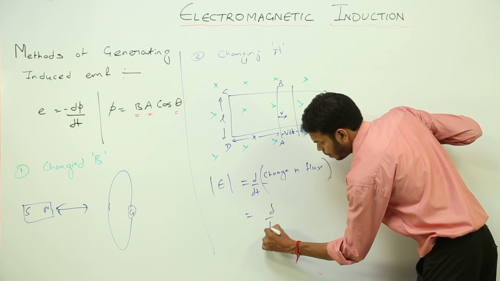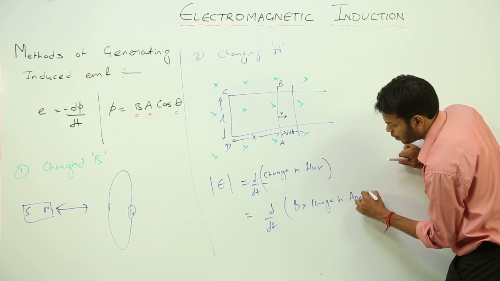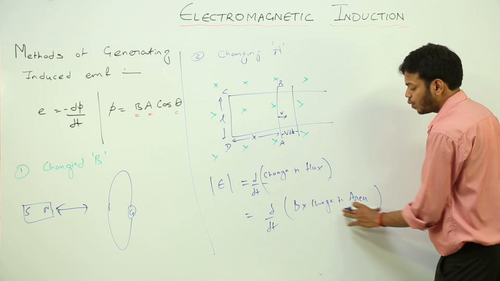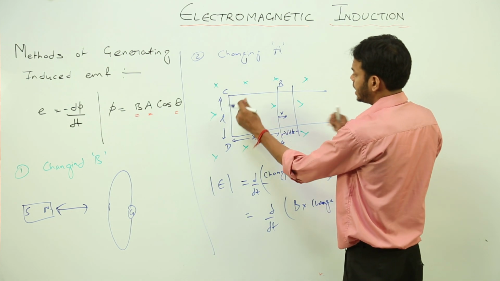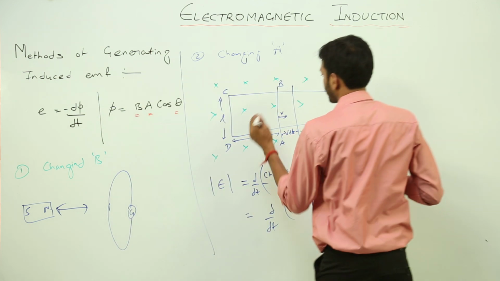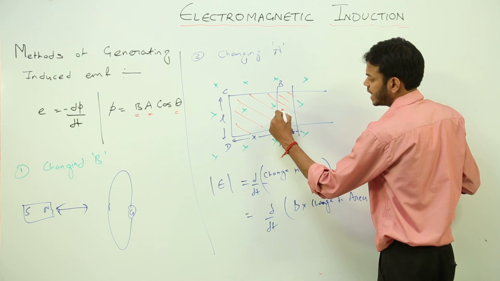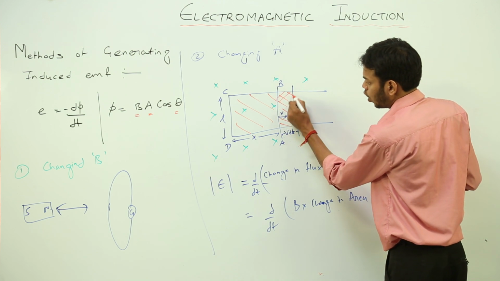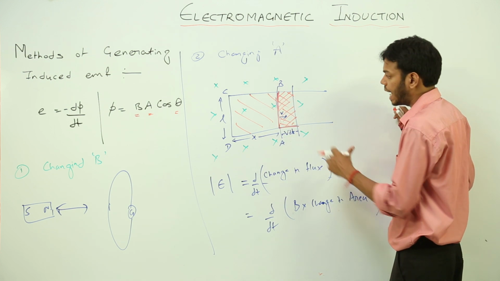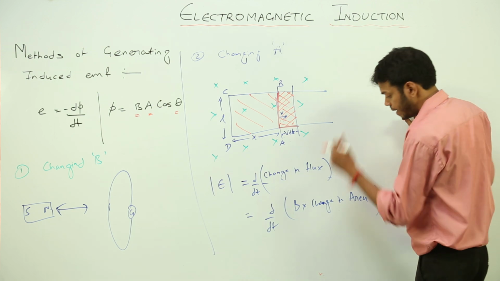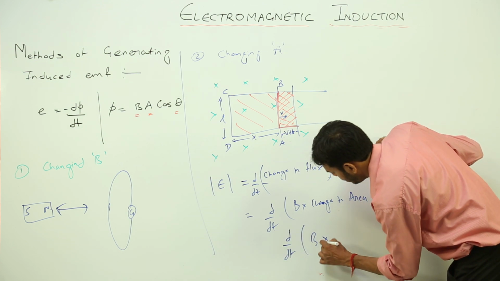After this, what is change in flux? Change in flux is magnetic field into change in area. Irrespective of whether area is increasing or decreasing, we have to take the change in area. Now, what is change in area? Initially the area was this much, and due to the movement of this arm, the area has increased this much. So the total change in area will only be this part, which is this length into this breadth. That gives me the increased area, or the changed area. So now the expression becomes d over dt of B multiplied by the change in area.